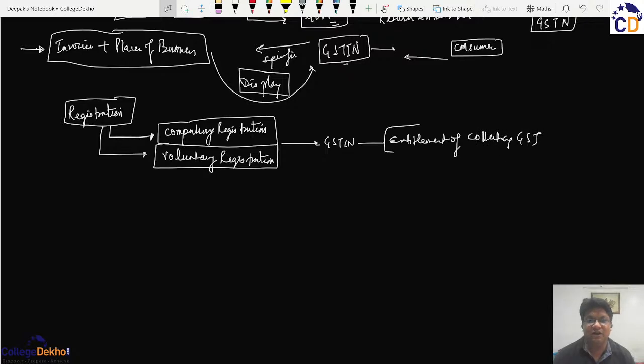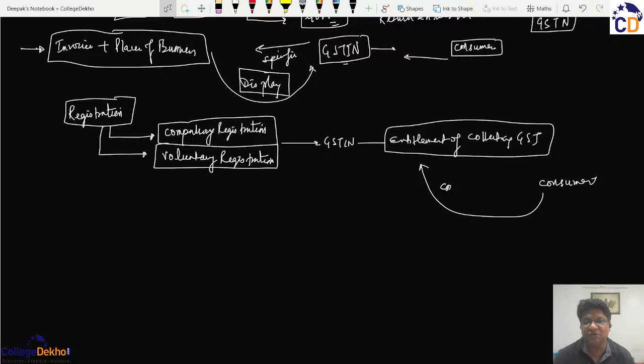And once you are entitled, then nobody can deny. That is, whenever the consumer is buying goods from such persons, then they have to pay. There is a compulsion to pay GST. So compulsion of paying GST. It is not voluntary that you may or you may not charge the GST. Once you become a GST registered dealer, then you will have to charge GST on all the supplies that have been made by you.